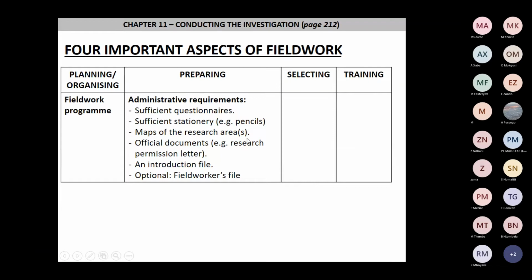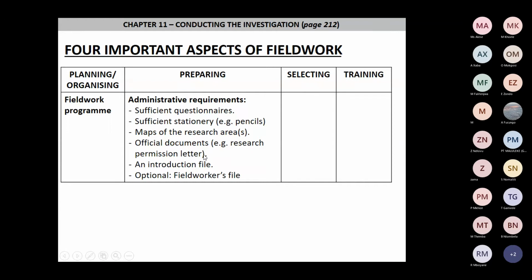The maps of a research area, TUT can provide us with that if we are conducting this research in a mall. We can request that from mall management as well. Official documents. This is an important part of preparing or administrative requirements. The official documents, for example, include a research permission letter.